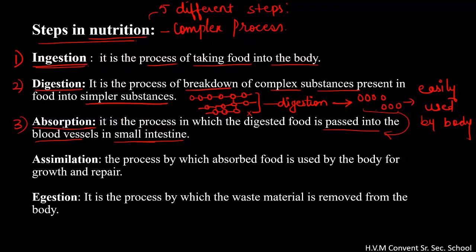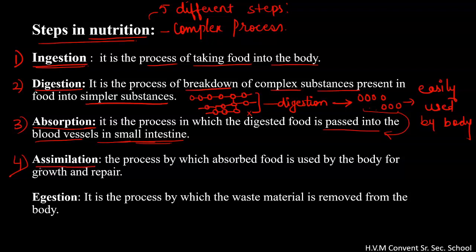What is happening in this step is, the digested food, the simpler food, is being passed into the blood vessels of our small intestine. So this is the third step in nutrition, that is, the digested food is passed into the blood vessels of the small intestine. Now if we come to the fourth step of nutrition, it is assimilation.